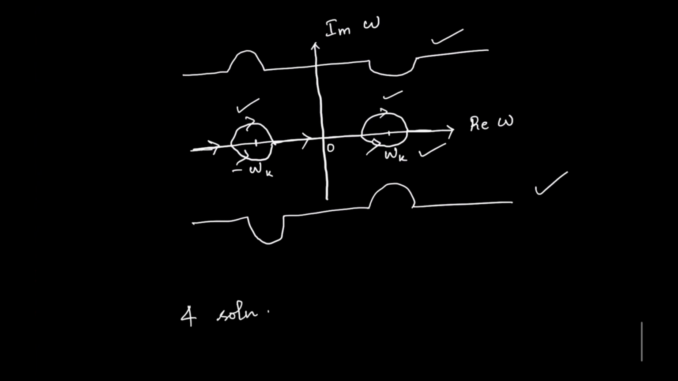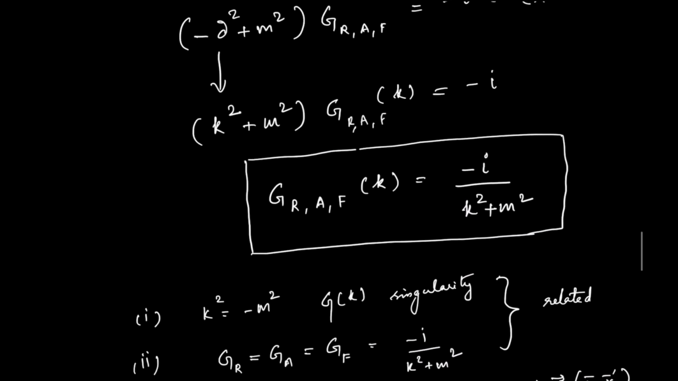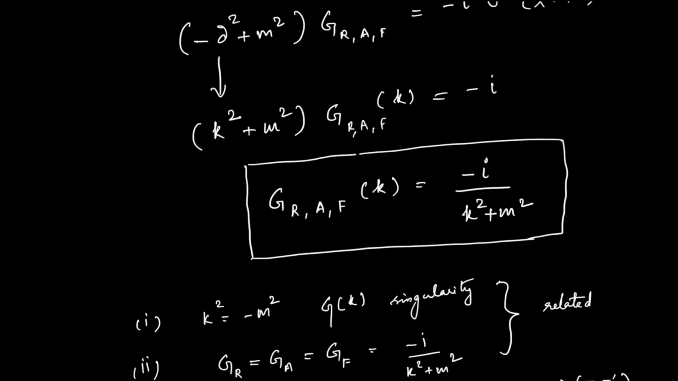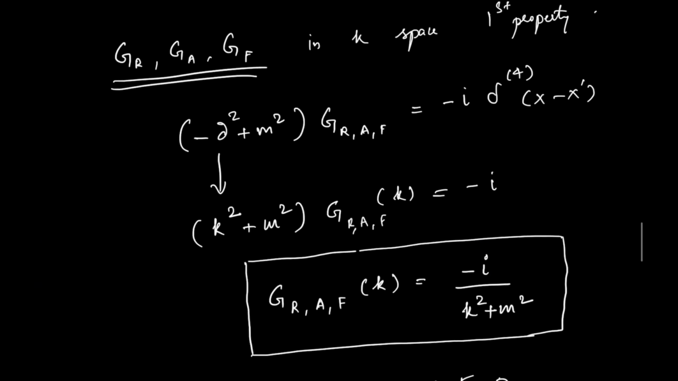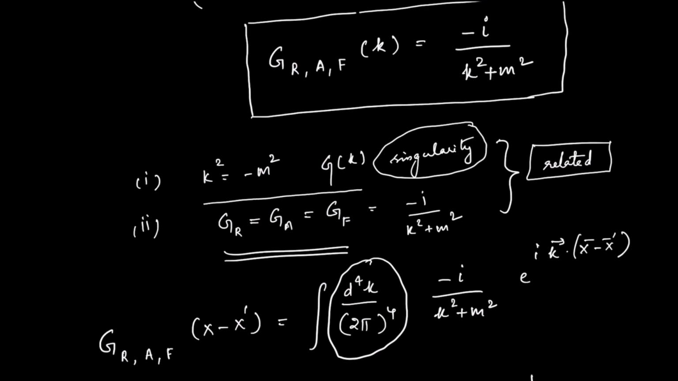Earlier we had only a unique solution, gr equal to ga equal to gf equal to minus i by k square plus m square, and there was a singularity. That was our problem. Once you try to remove the singularity, I get four solutions. So both of these problems will be solved. That's why I said these two problems are related. If you have a singularity, then gr equal to ga equal to gf. If I try to remove the singularity, then I get four different solutions.